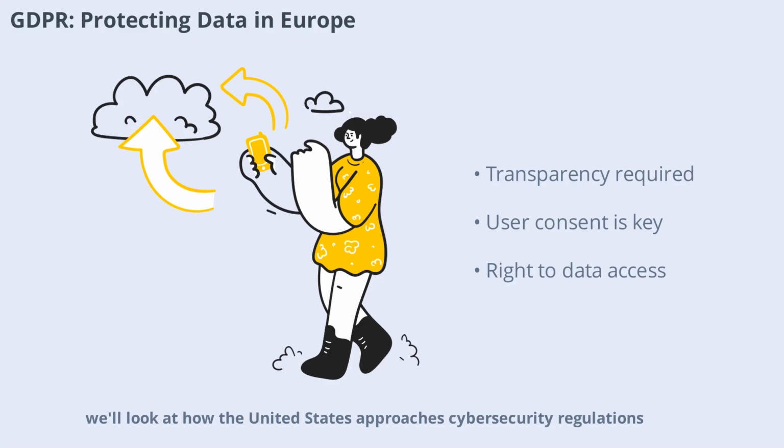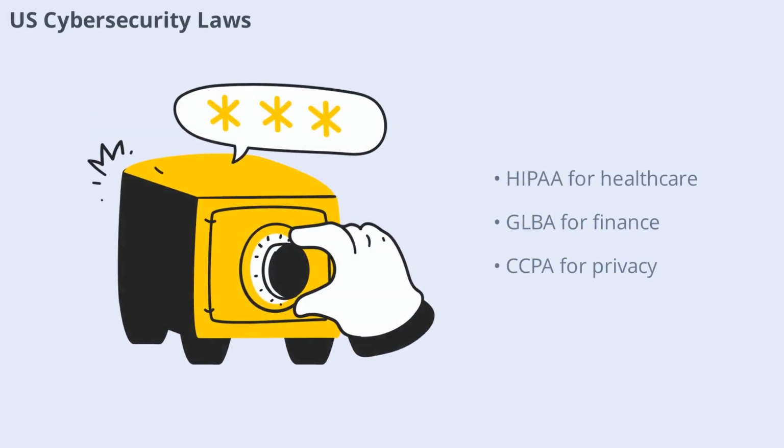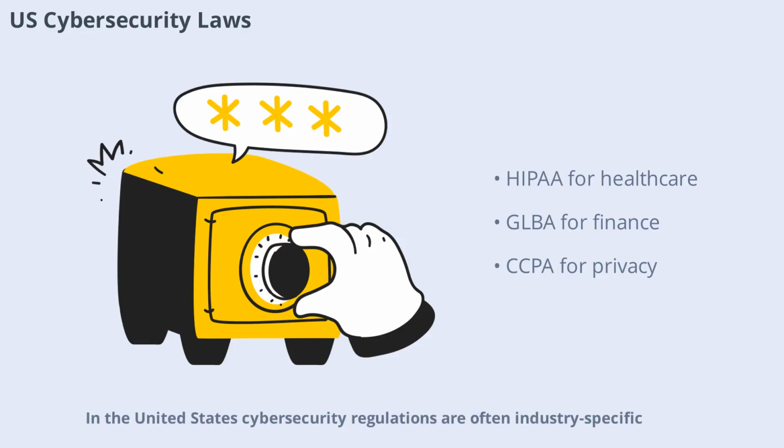Next, we'll look at how the United States approaches cybersecurity regulations. The United States' cybersecurity regulations are often industry-specific. For example, the Health Insurance Portability and Accountability Act, HIPAA, protects medical information, while the Gramm-Leach-Bliley Act, GLBA, secures financial data. There are also state-level laws such as the California Consumer Privacy Act, CCPA, which gives residents more control over their personal information. These laws require organizations to implement safeguards, notify users of breaches, and maintain detailed records. Understanding which laws apply to your business is crucial for compliance.